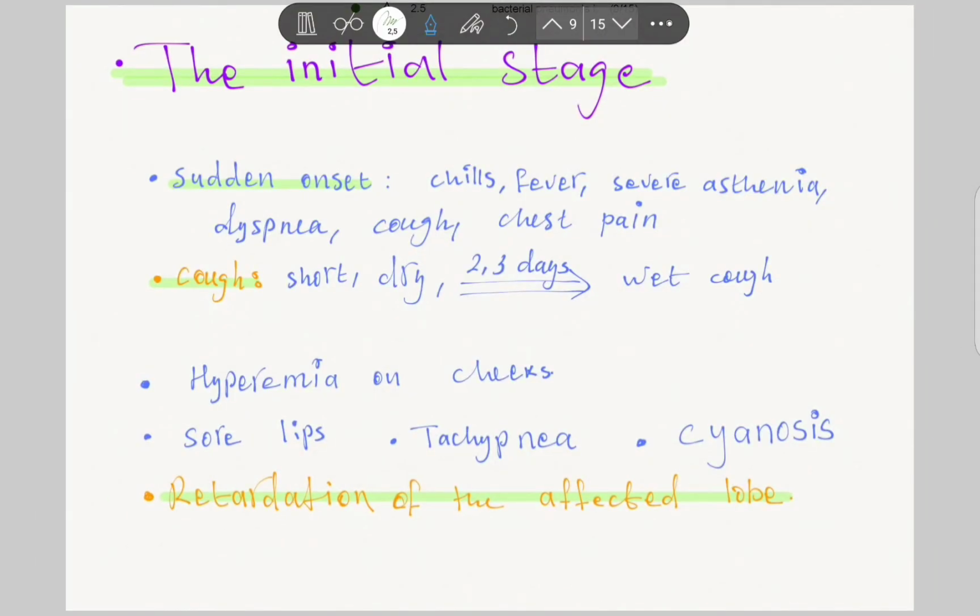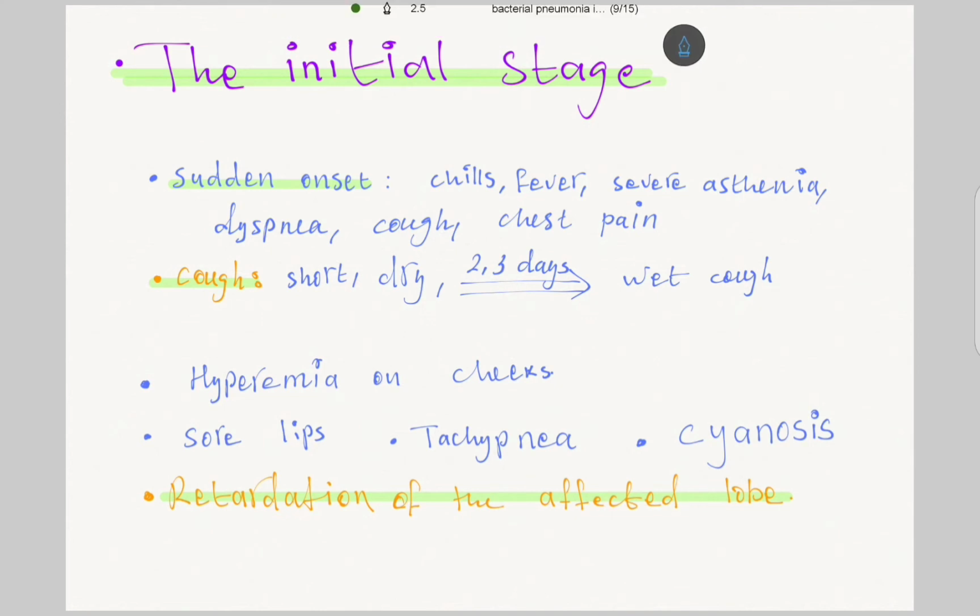So, stages of pneumonia. The first stage, which is the initial stage, is characterized by a sudden onset of the disease. So, pneumonia starts suddenly with chills and fever. And of course, severe asthenia. Asthenia means general weakness with malaise or headache sometimes. In addition to dyspnea, cough, and chest pain. So if a patient suddenly develops these signs, make sure to check for pneumonia.